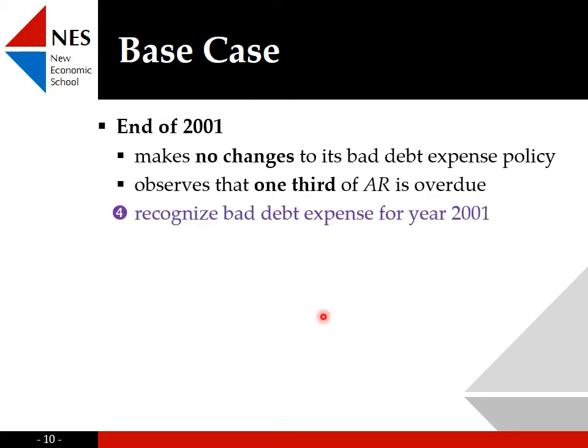So let's assume that the company makes no changes in the bad debt policy. So it will still require 4% for the non-overdue accounts and 20% for the overdue accounts. And then let's also assume that 1/3 of the receivables is overdue. Our task is to recognize the bad debt expense for year 2001.